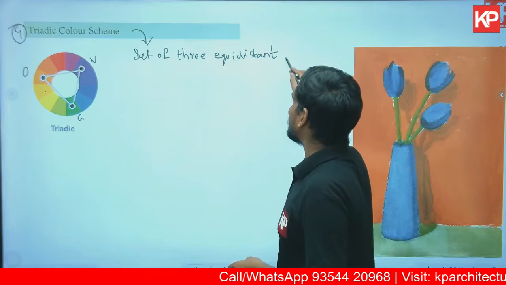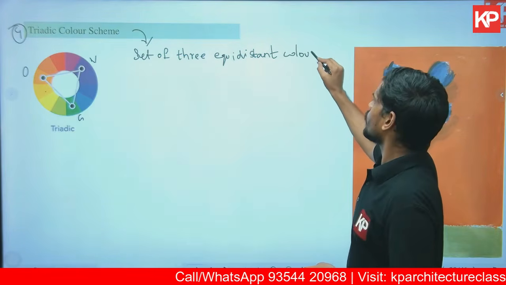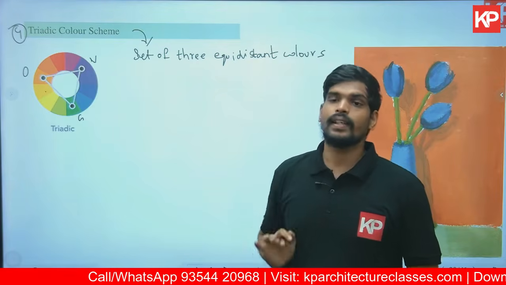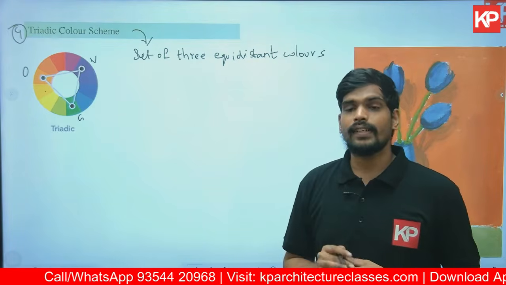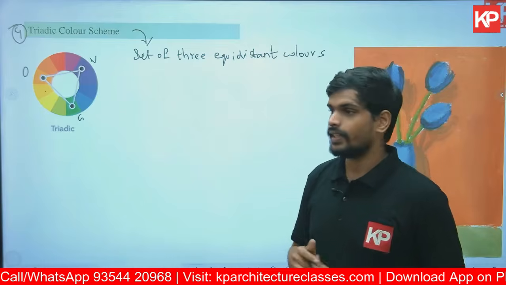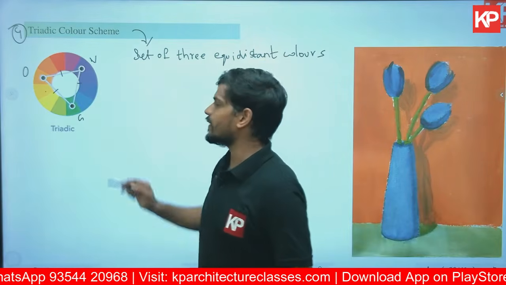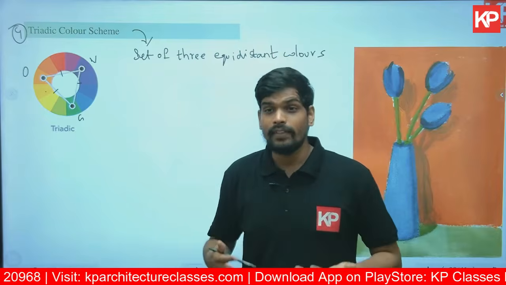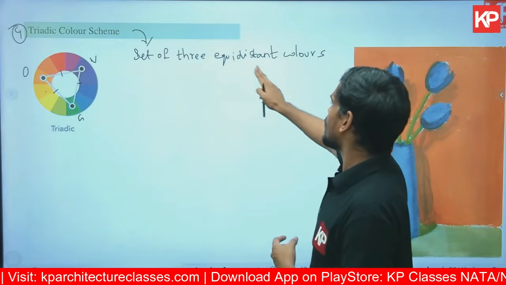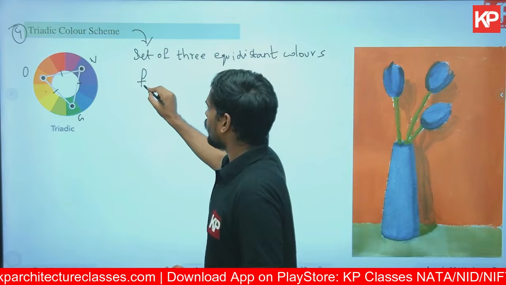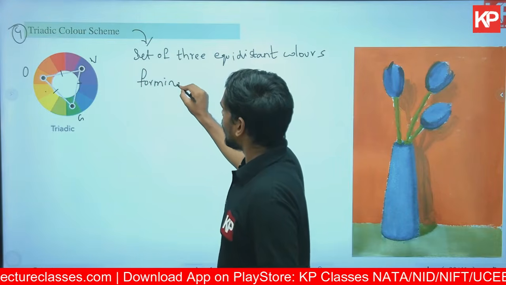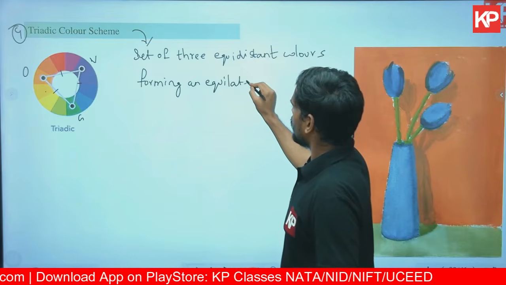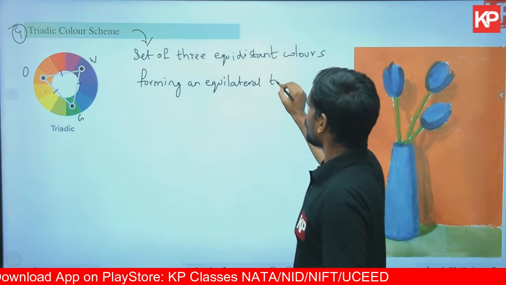So a set of 3 equidistant colors forming an equilateral triangle. If you join them, you will get an equilateral triangle. Why is it an equilateral triangle? Because all the 3 are equally distant. All the 3 distances, all the 3 lengths are the same. You all know in any triangle, if the 3 sides are of the same length, it is called an equilateral triangle.